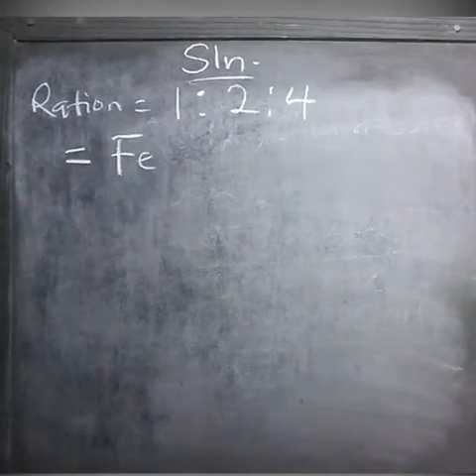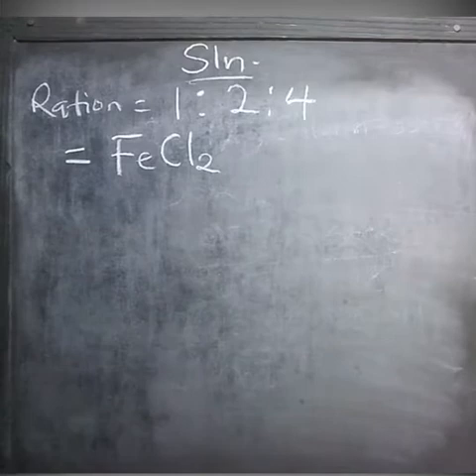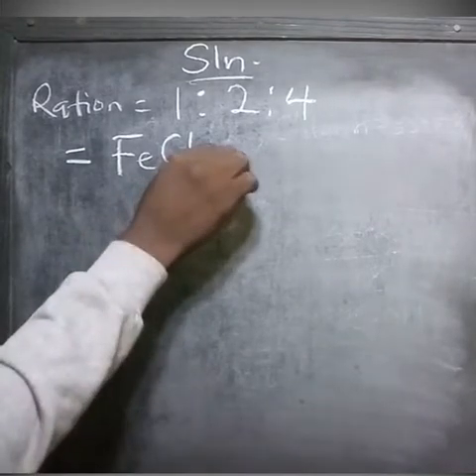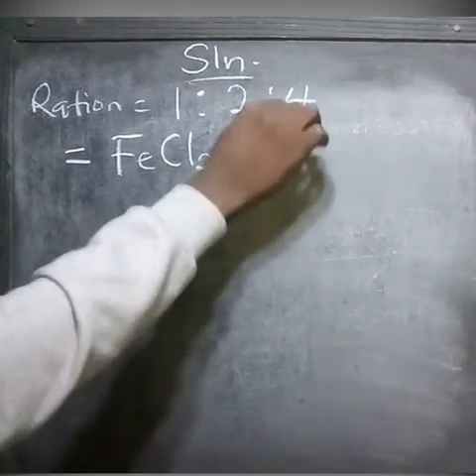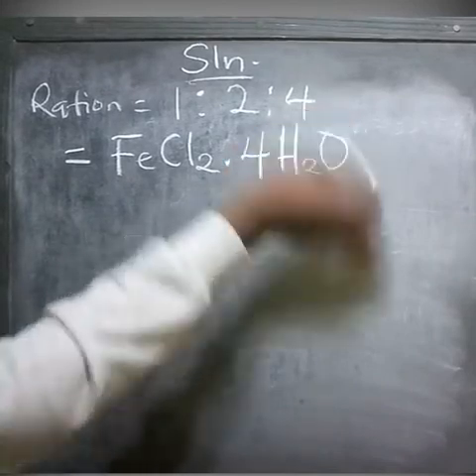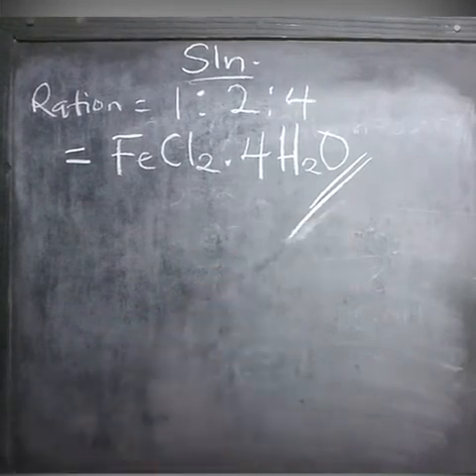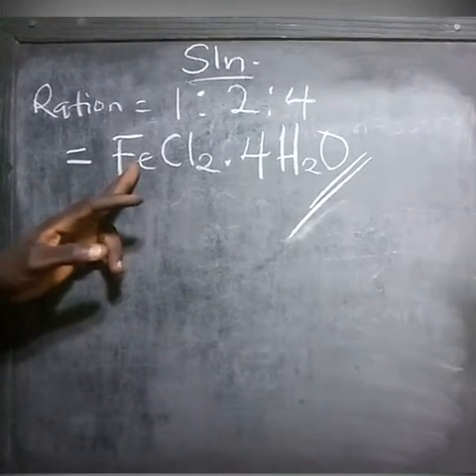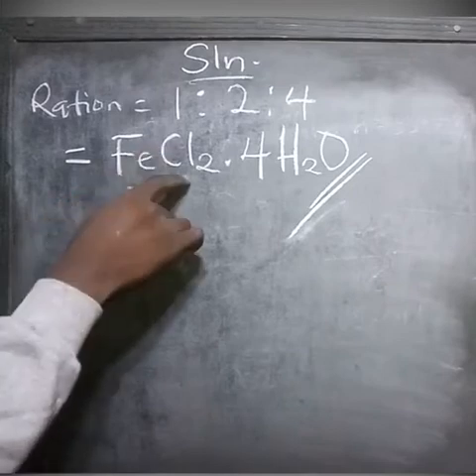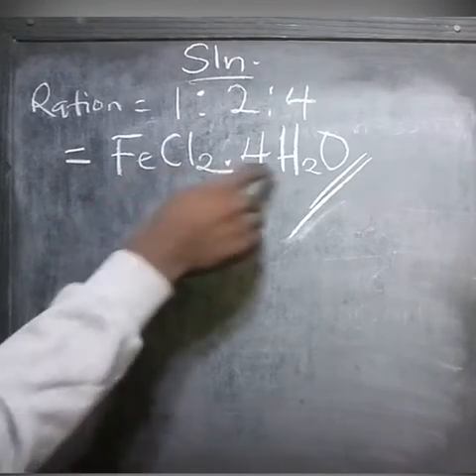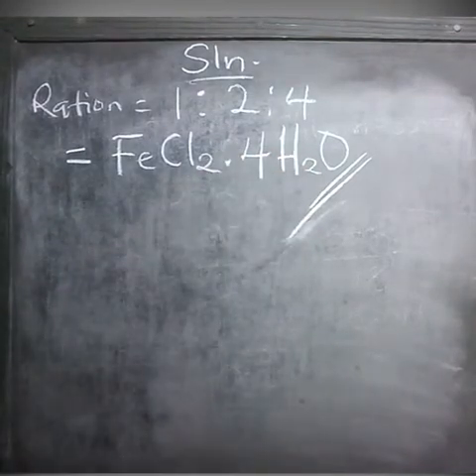Since it is only one, you cannot write anything. Then chlorine. You are having 2 chlorine, so definitely you must put 2 here. Then you have to put the water of crystallization, 4 water of crystallization. So this is your formula. That is 1:2:4: iron ratio 1, chlorine 2, and 4 molecules of water of crystallization. So this is our answer.